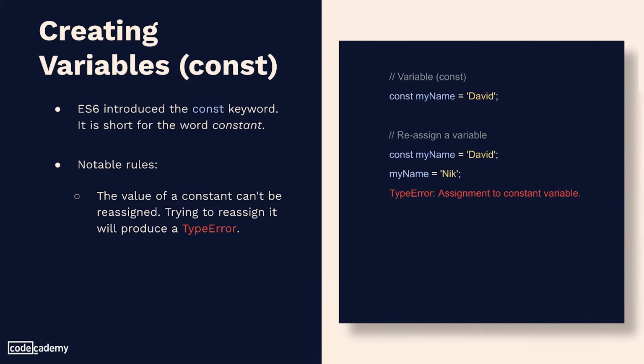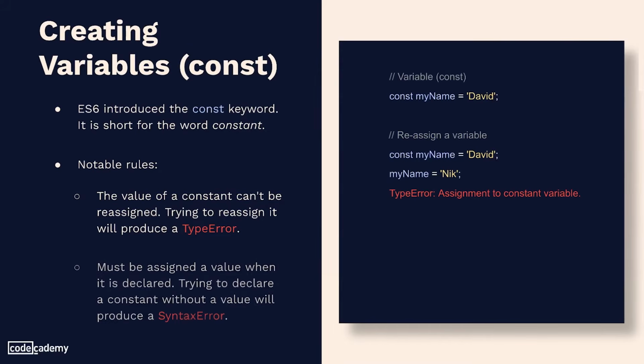In addition to this rule, in contrast to var and let, consts must be assigned a value when they are declared. Declaring a const without doing so will produce an error called a syntax error. Take a look at this example on the right where we depict this error. Here, again, we have the const myname, but instead of assigning it a string value, we just declare it without any value. If we ran this code, we would produce a syntax error with the message missing initializer in const declaration.